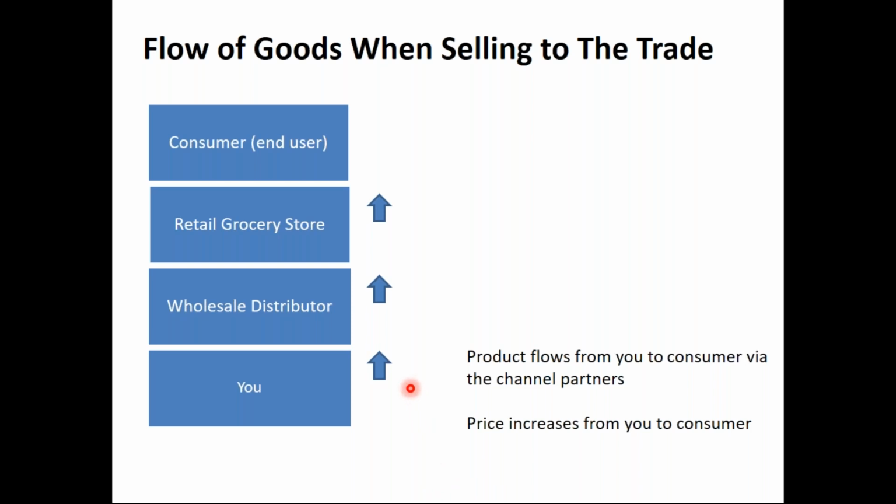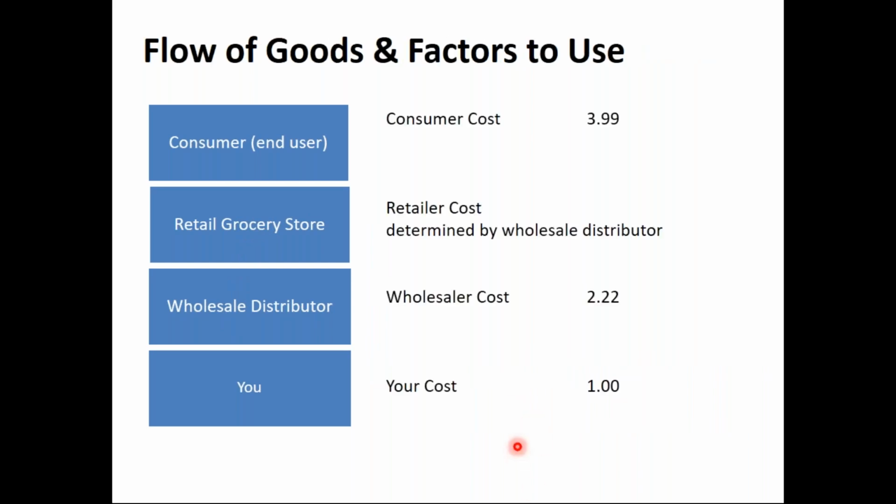So again, we're showing that the product flows from you to the wholesaler, to the retailer, to the consumer. So we've added this extra partner. So you can just be dealing with the wholesaler, and then the wholesaler can take care of dealing with the retailer. Since we've added another partner in the supply chain here, you're going to have to take a little bit more of a discount on what you were selling the product for.